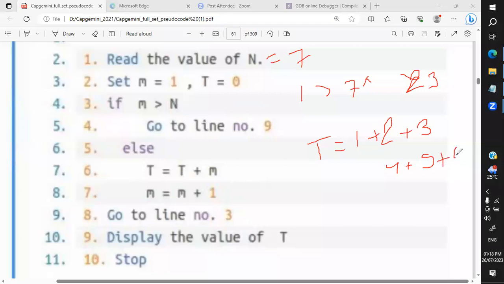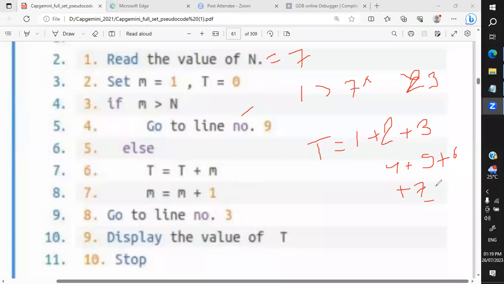When 7 greater than 7, is it false or true? False. That means 7 will also be added. 8 greater than 7, true. For 8, it will get terminated and comes out of the loop. So we are adding 1 plus 2 plus 3 up till 7. What is the sum of this? Calculate that. That is the answer. I hope you already added it and got the answer.